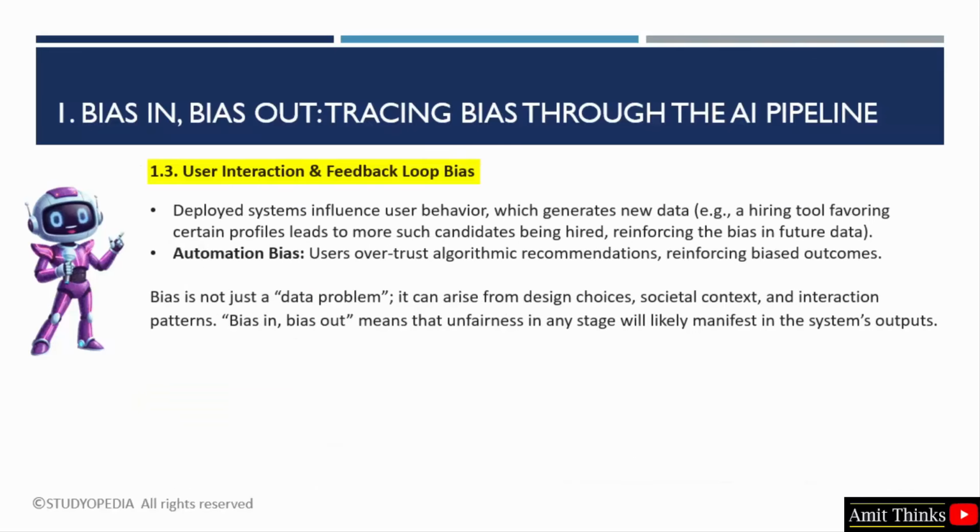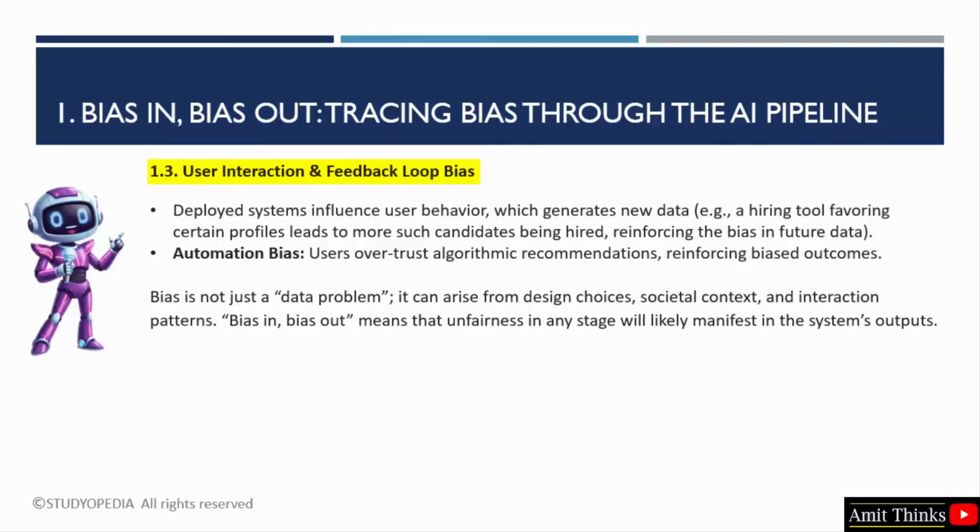Bias can emerge not just from data or algorithms but also from how users interact with AI systems after deployment. That is user interaction and feedback loop bias. AI tools influence user actions, generating new data that reinforces existing patterns. For example, hiring tools favoring certain profiles lead to more similar hires.